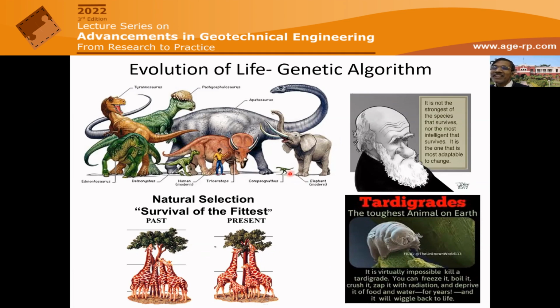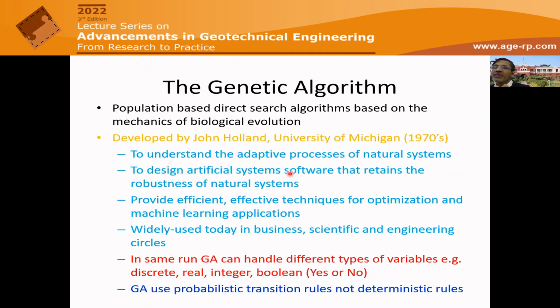So all these things inspired thinking about the genetic algorithm. Way back in the 70s, John Holland, a Professor of Electrical Engineering at the University of Michigan, tried to follow the adaptive process of natural systems and to design an artificial system, software, which would have the robustness of nature. Then in '75 he tried to forget it and stopped everything.